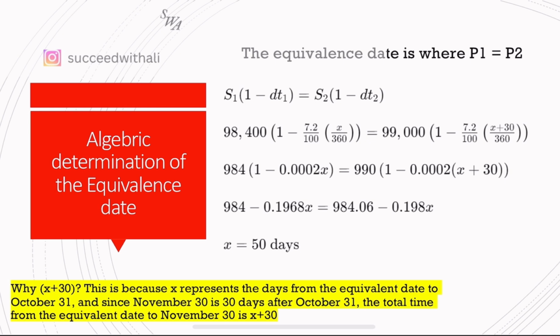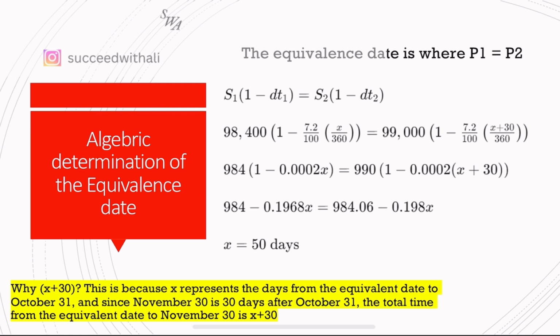Why did we put x plus 30 on the right side of the equation? This is because x represents the days from the equivalent date to October 31st, and since November 30 is 30 days after October 31st, the total time from the equivalent date to November 30 is x plus 30.